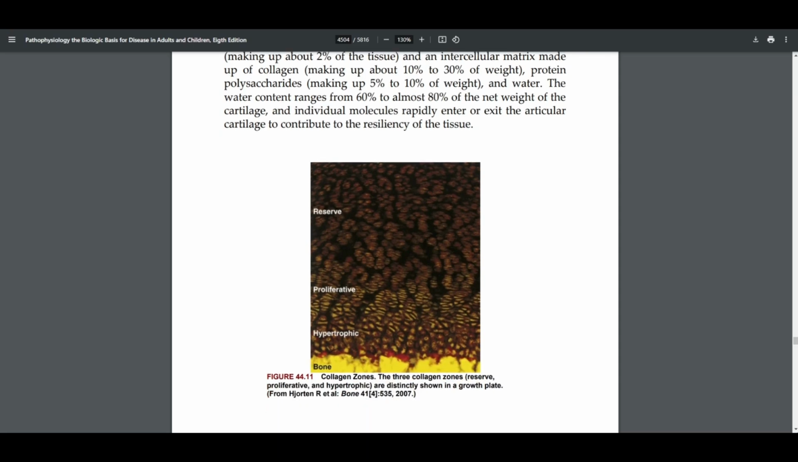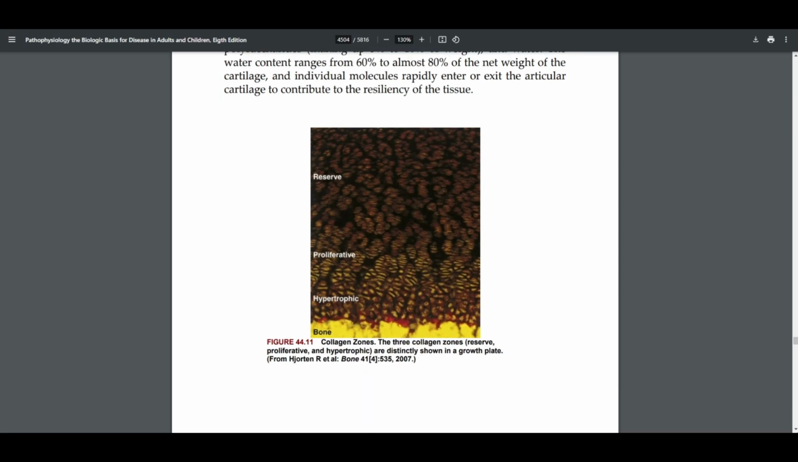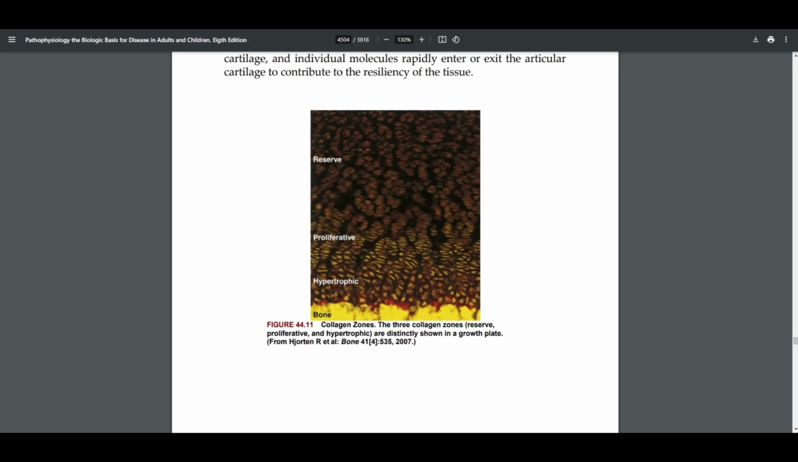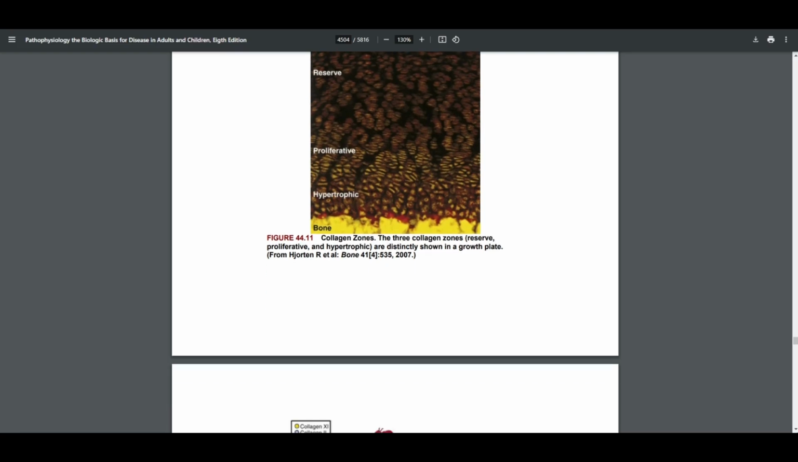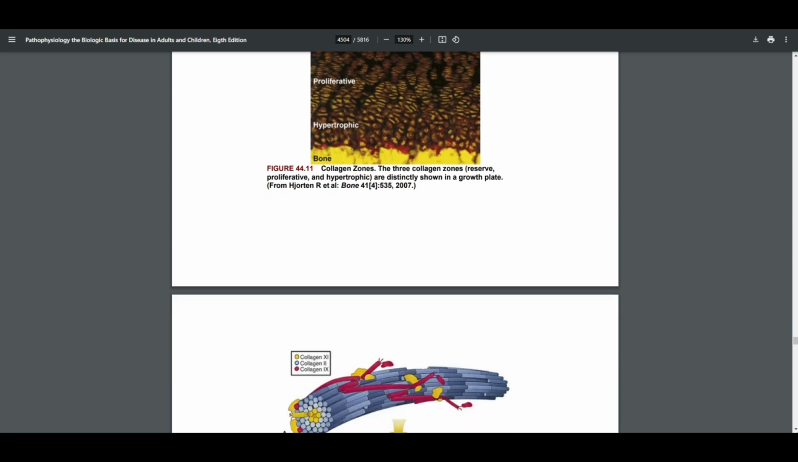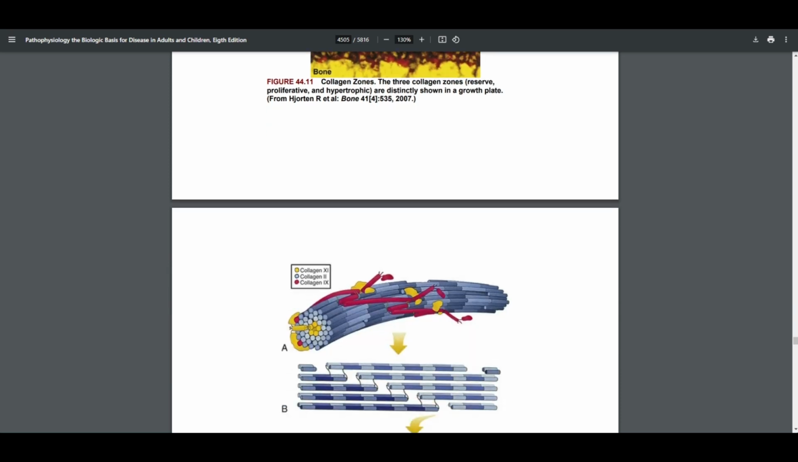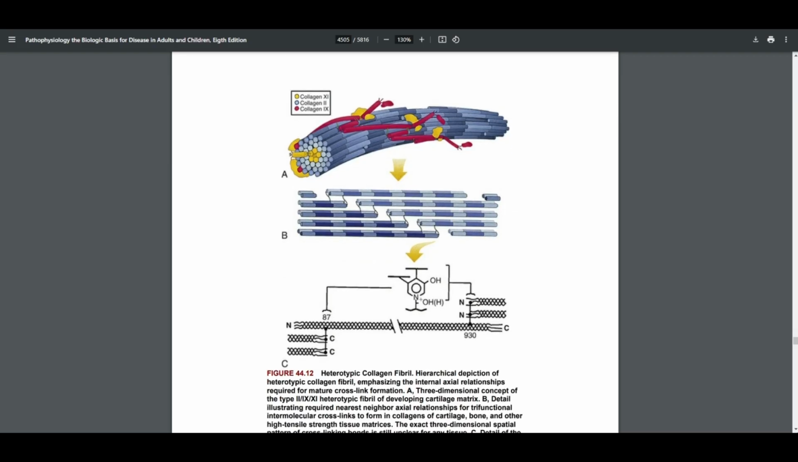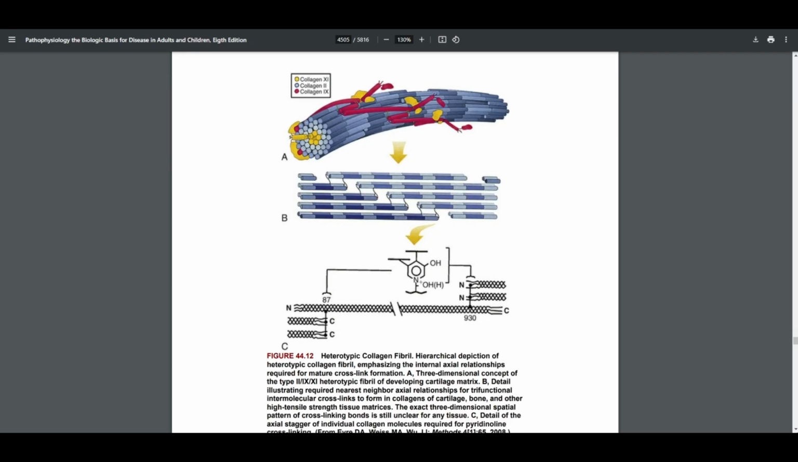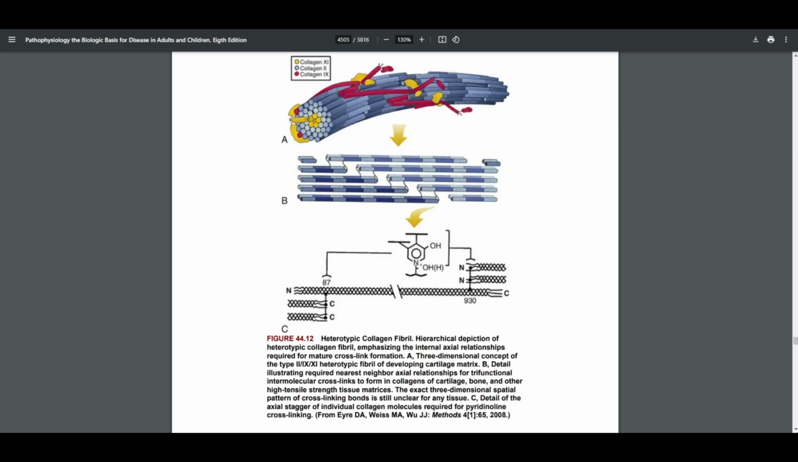So here you see the collagen zones: the reserve, your proliferative, your hypertrophic, all the way to the bone. And here you see collagen 11, 2, and 9 interwoven together. Your heterotypic collagen fibril.